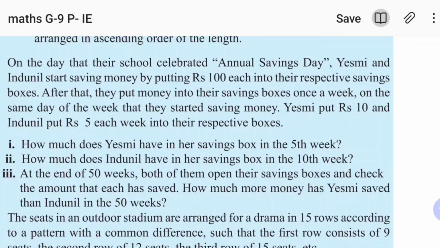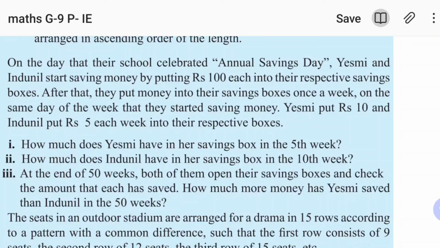So the question says, on the day that their school celebrated annual savings day, Yasmi and Indunil start saving money by putting rupees 100 each into their respective savings boxes. After that, they put money into their savings boxes once a week on the same day of the week that they started saving money. So if they started saving on Monday, the following Monday they add a certain amount to their respective savings boxes, and so forth.